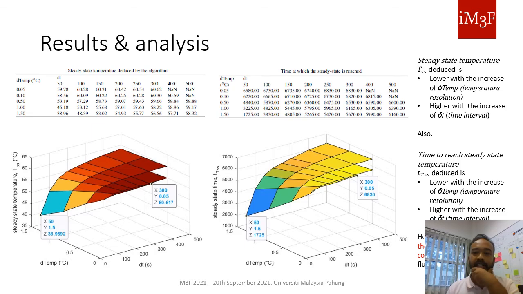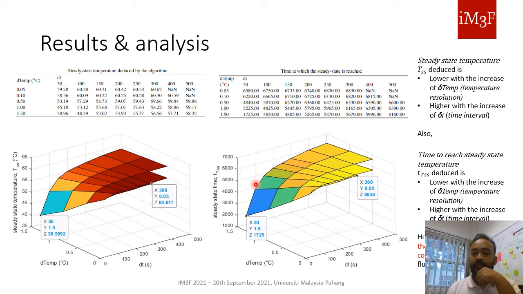So in results and analysis, what we have found is that the steady state temperature TSS deduced is lower. If we're looking at this graph, the steady state temperature that we deduce from the algorithm will become lower if delta temperature, which is this X axis over here, increases. So as the delta temperature increases, we will find a lower steady state temperature. And on the other side, as the time interval increases, we will deduce a higher steady state temperature.